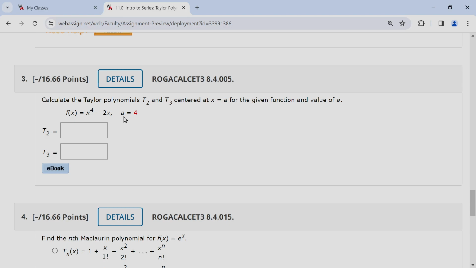Right, T3, you're just adding one additional term to what you did in T2. So take the now third derivative of f, evaluated at 4, divided by 3 factorial, and put that as the coefficient of x minus 4 cubed. Add that to whatever you had in T2, and you can see that T3 is a literal extension of T2. It just has an extra term to consider.